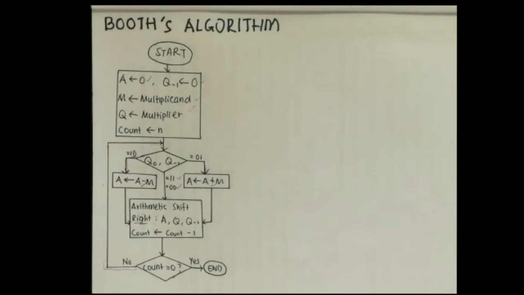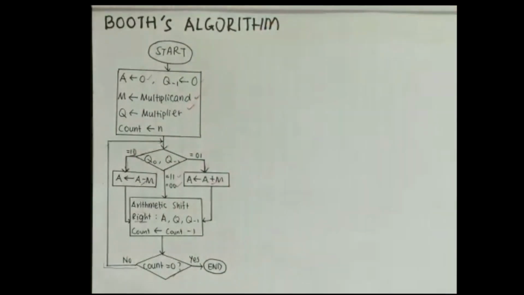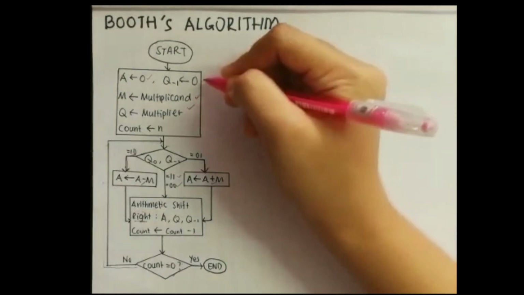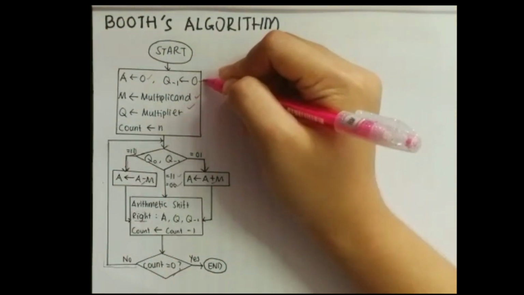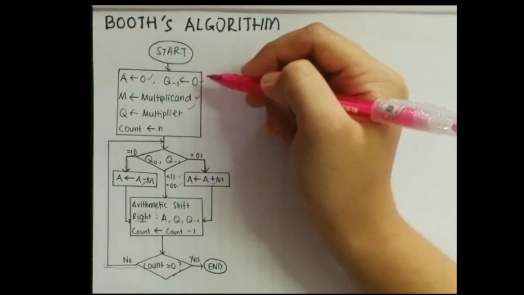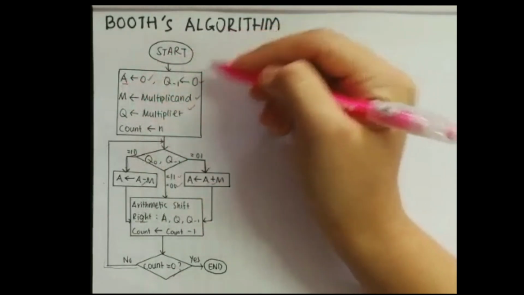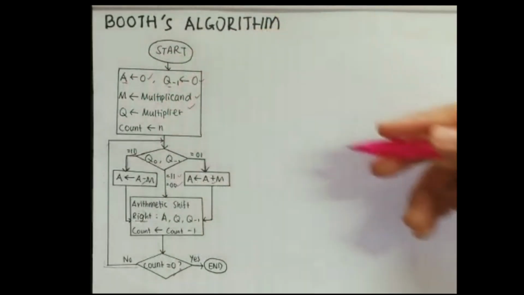Now, what is Booth's algorithm? Firstly, the multiplier and multiplicand are placed in the Q and M registers respectively. There is also a 1-bit register placed logically to the right of the least significant bit Q0 of the Q register and designated Q-1. The result of the multiplication will appear in the A and Q registers. A and Q-1 are initialized to 0.